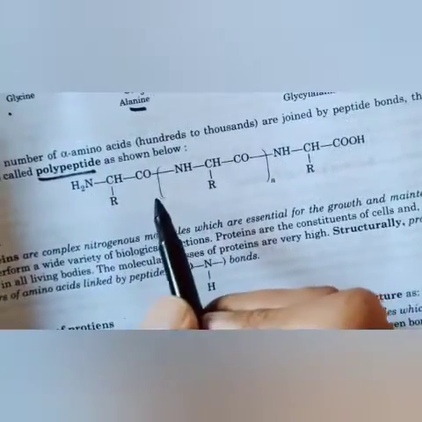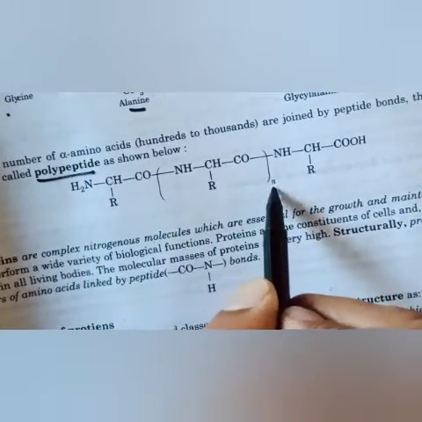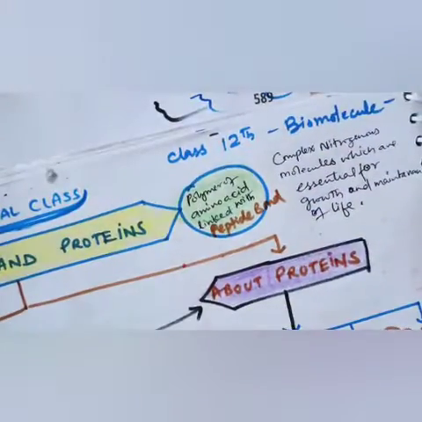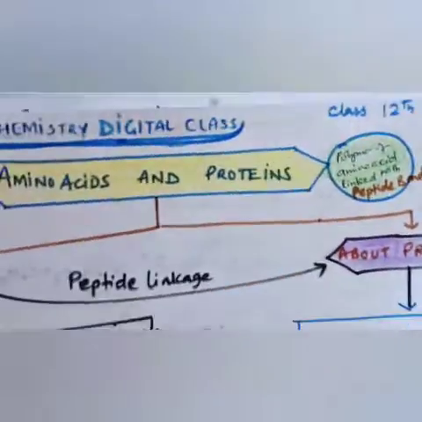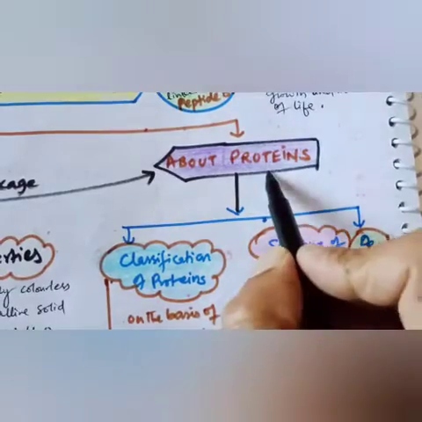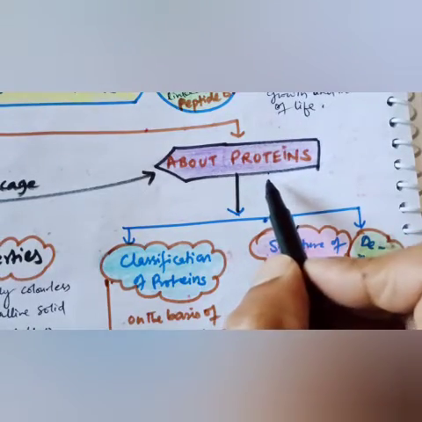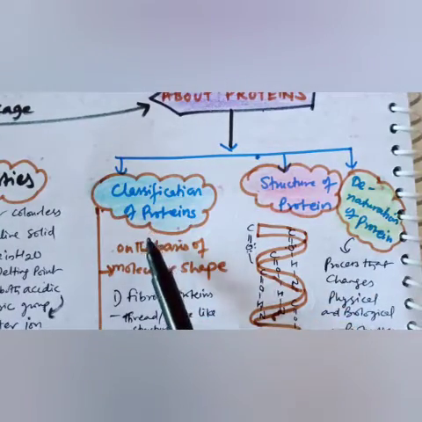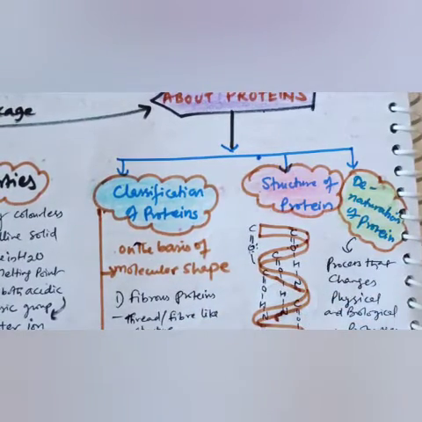Then we are using the word polypeptide and we are writing there N. Okay, so after bonding with the peptide, obviously we will get protein. It is a long chain of amino acids. So in proteins we are going to discuss the classification of protein and structure of protein.